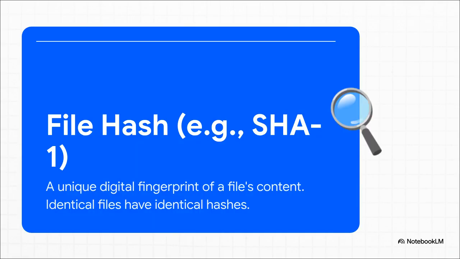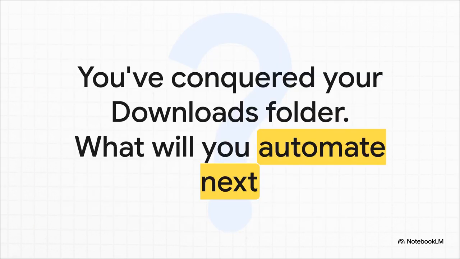We can solve this with a cool concept called a file hash. Think of it as a unique digital fingerprint for the contents of a file. It doesn't care what the file is named. If the data inside is identical to another file, their hashes will match every time. By comparing these hashes, you could build an even more powerful script to hunt down true duplicates all across your system. You now have the blueprint for file automation. You've seen how to take a repetitive task, break it down logically, and use a little bit of Python to solve it for good. So the only question left is, what tedious, time-wasting thing will you automate next?